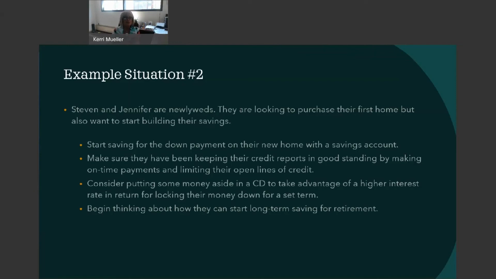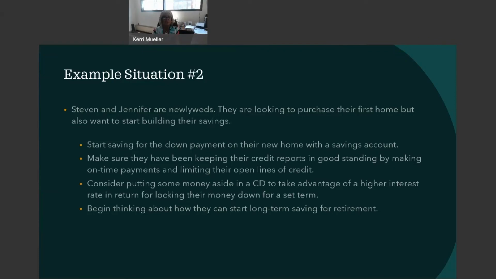Next is to consider putting some money aside in a CD to take advantage of a higher interest rate. And that's what I had mentioned in the first part of this. Either a savings account or CD is a great way to put away that money and not have access to it. And begin thinking about how they can start long-term savings for retirement. Look up your local bank, talk to some investment advisors, go to the trust department of your local bank and talk to them about some of the ways. Even if you're working and your employer offers a 401k, it's a great way for you to put money away.